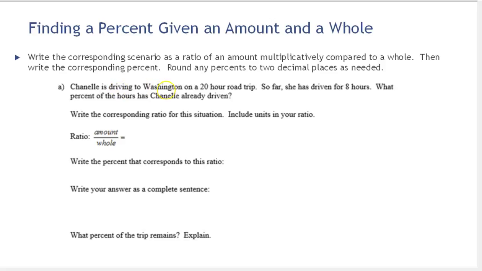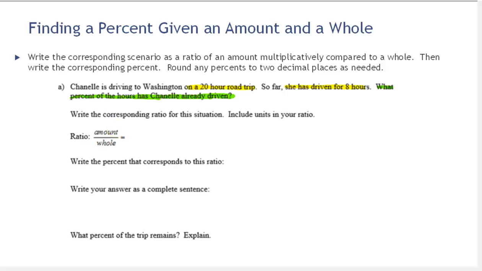Chanel is driving to Washington on a 20-hour road trip. So far, she has driven for 8 hours. Here comes the question, so I'm going to get green for our goal. What percent of the hours has Chanel already driven? So notice first we're asked to write the corresponding ratio for this situation, including units in your ratio. And we're told to write the ratio as an amount over a whole. So the first question is, which is the amount and which is the whole?